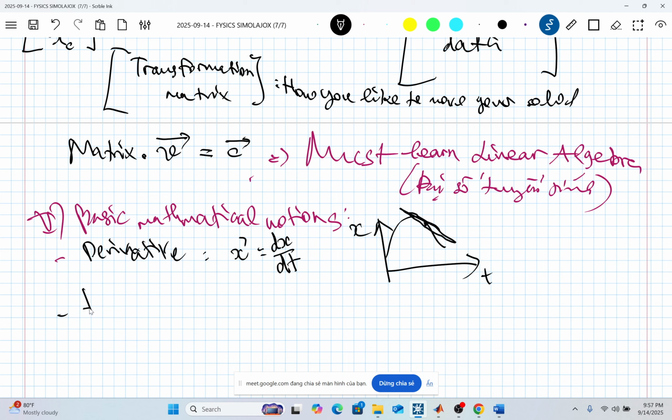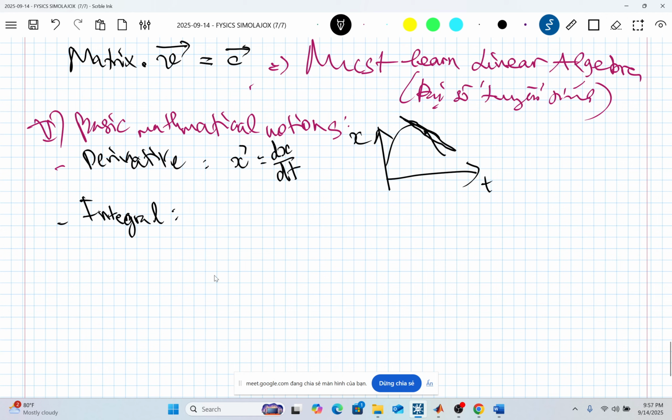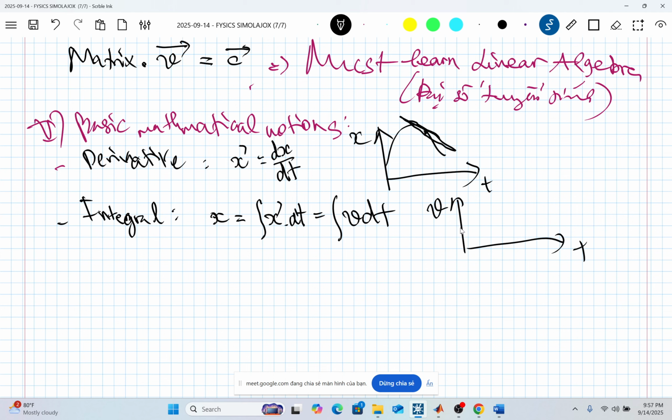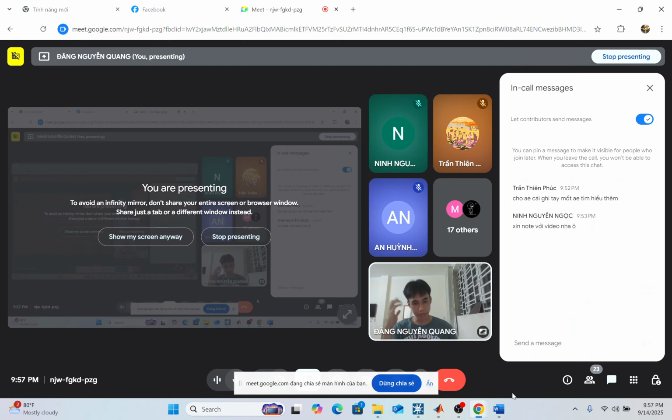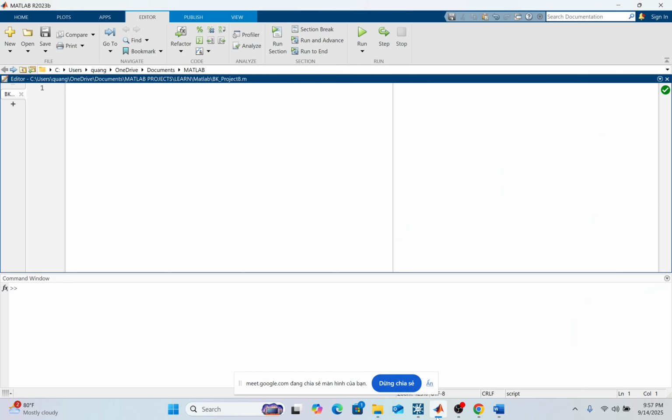Then you will have the integral. Integral is the opposite of derivative. You will have x equal to the integral of the derivative of x over dt, or basically the integral of v dt, right? And if you have the v and the t, then the x will basically be the area under this function, right? And then what do you have? You have gradients.